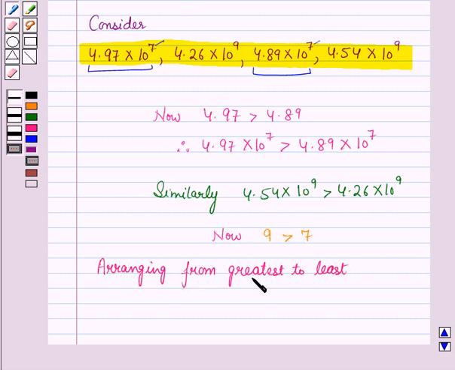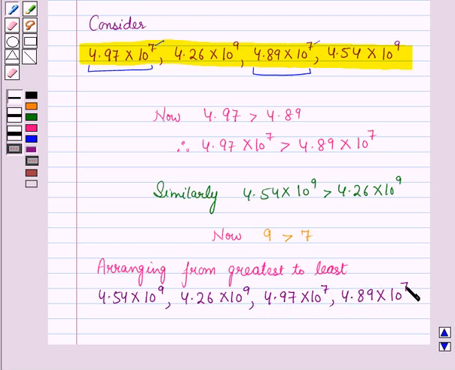So arranging the given notations from the greatest to the least, we have 4.54 into 10 raised to power 9, then 4.26 into 10 raised to power 9, and then 4.97 into 10 raised to power 7, and then the least, which is 4.89 into 10 raised to power 7.